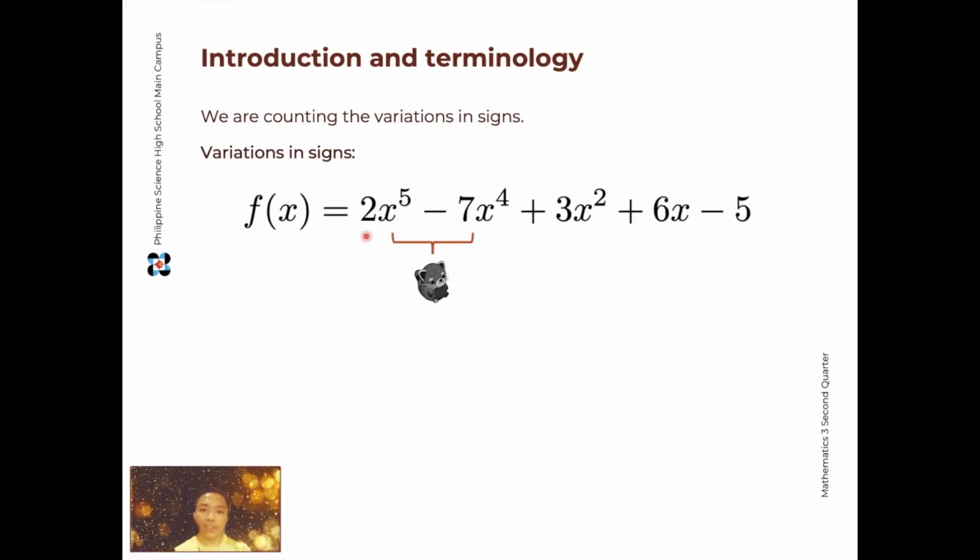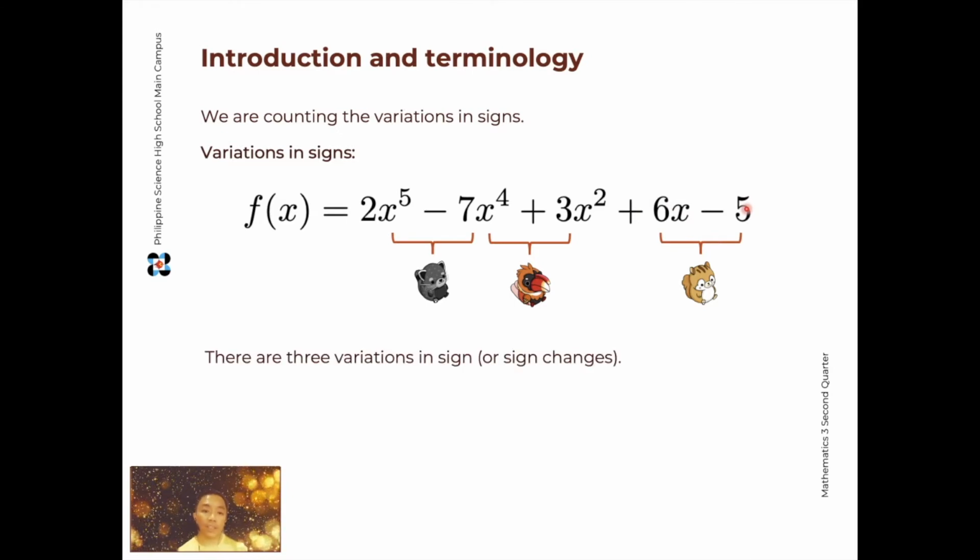This is a sign change kasi yung coefficient positive nagiging negative. Then from negative coefficient, naging positive na coefficient. That's another sign change. Then from positive 3 to positive 6, walang sign change dun. Then 6 to negative 5, that's another sign change. So for this particular polynomial function, meron tayong tatlong sign changes or variations in sign.